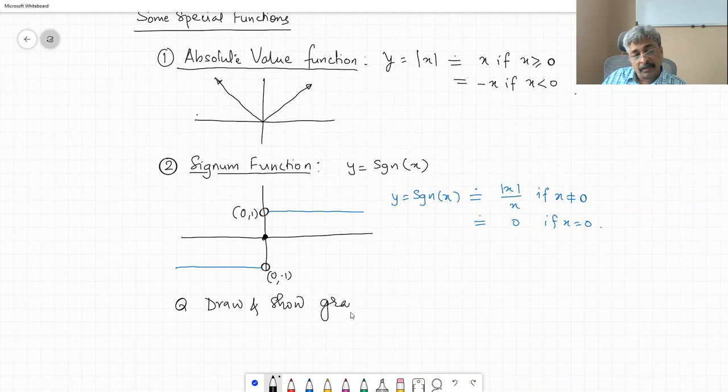Graph of y is equal to signum of mod x minus 1.